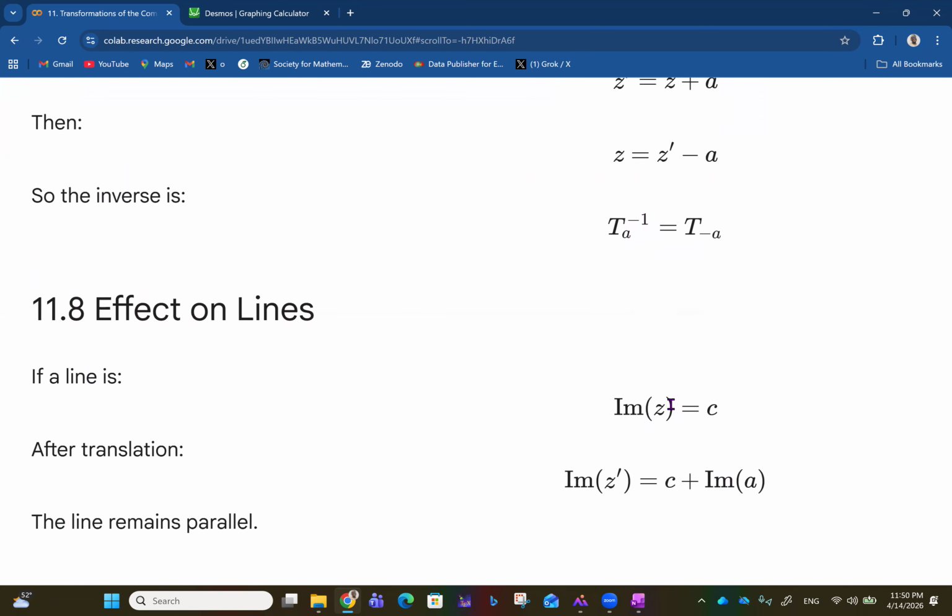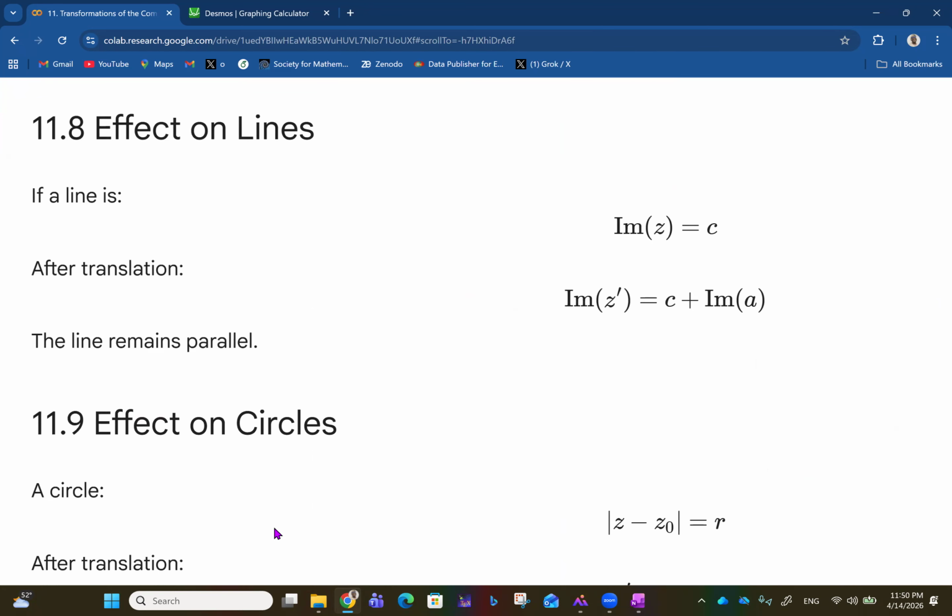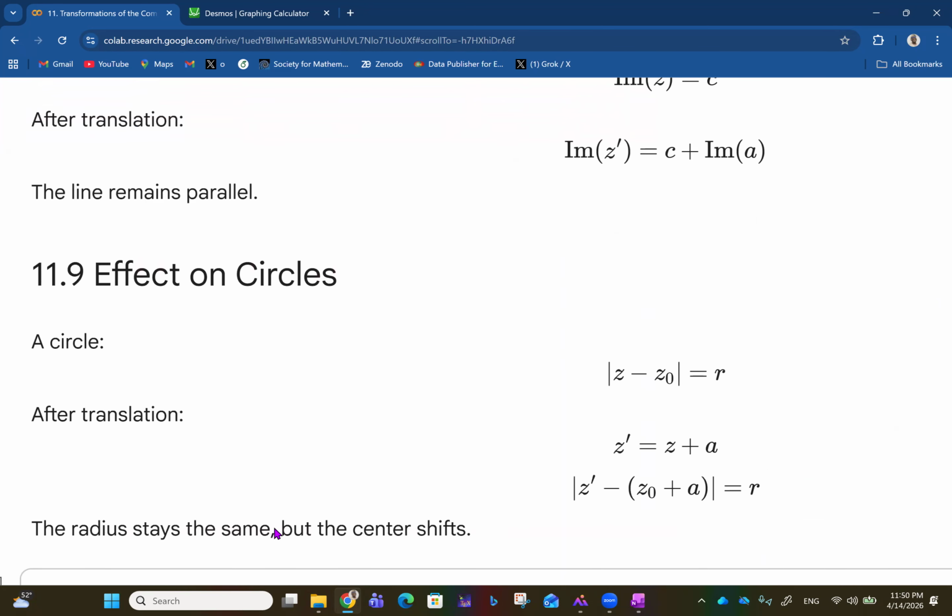If a line is imaginary of Z equal to C, then after translation, imaginary of Z prime will simply be that C now plus imaginary of A. Then the line remains parallel. Then we talk about effect on circles now.